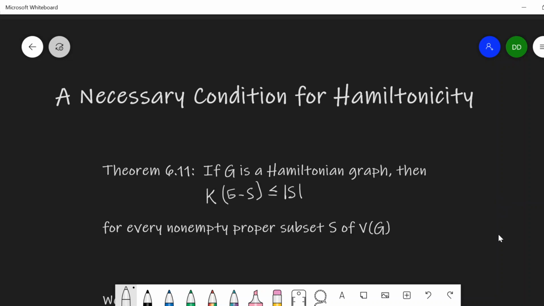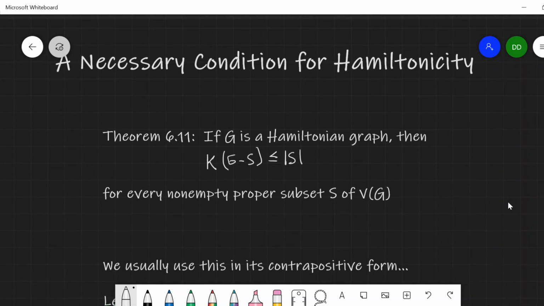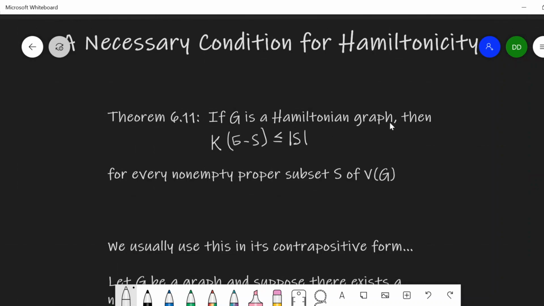So we've seen so far several sufficient conditions for Hamiltonian, right? If a graph has a certain property, for example, the degree sum, the non-adjacent degree sum condition, the minimum degree condition, we can show that the graph is Hamiltonian. So what we're looking at here are necessary conditions. That is, if a graph is known to be Hamiltonian, then what do we know about the graph?